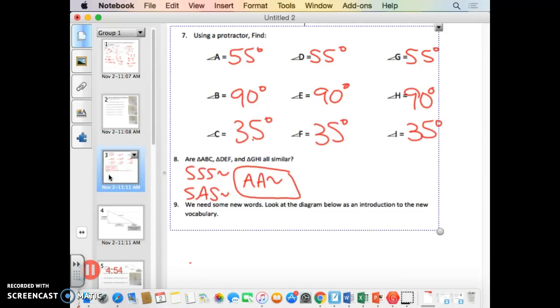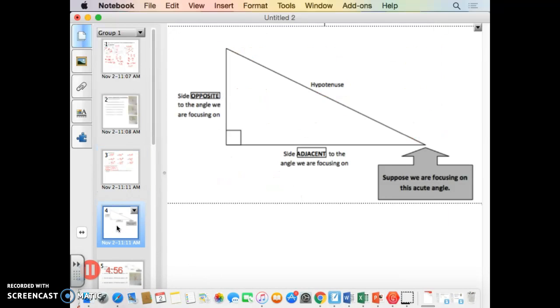So we're going to look at this diagram, and the first thing whenever you're doing trig is that it's always going to be a right angle. So the first thing you always want to identify is your hypotenuse.